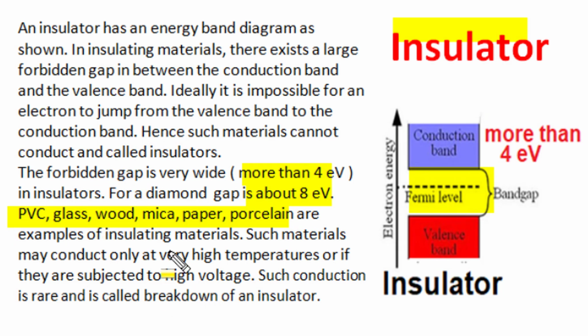but they may conduct only at a very high temperature, and at elevated temperature some valence band electrons may reach conduction band and start conducting leakage current, and this is called thermal breakdown of insulator. And to avoid that, one should not use these insulating materials beyond their specified breakdown temperature limit.